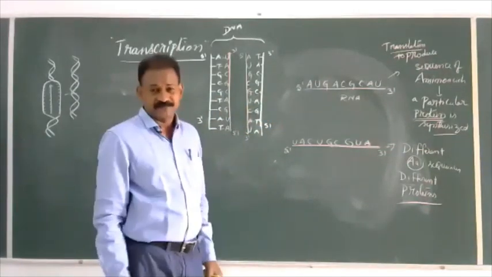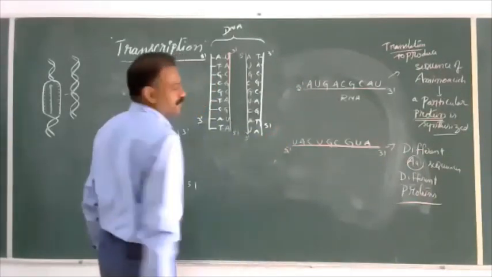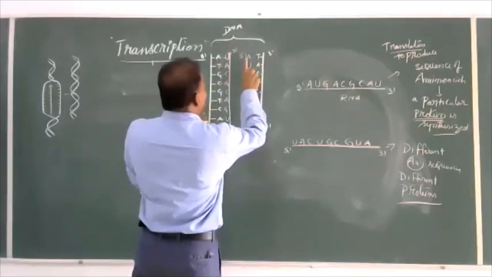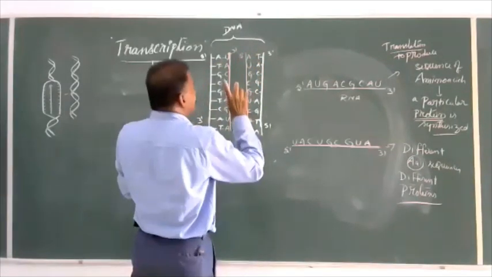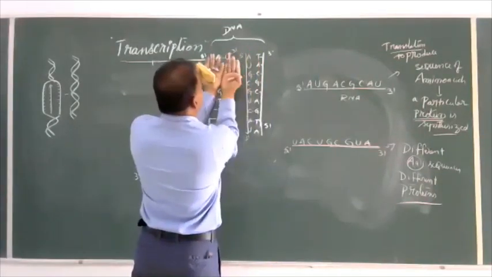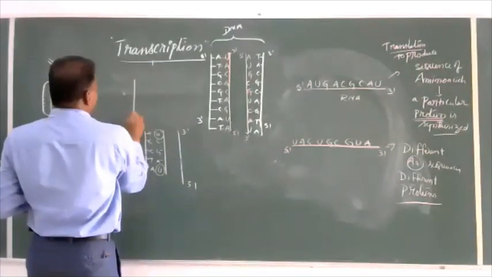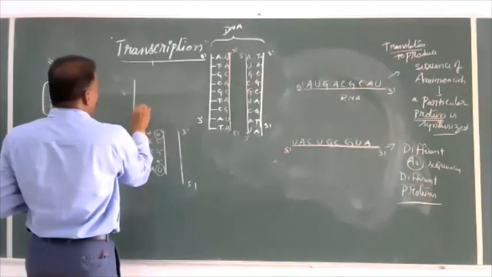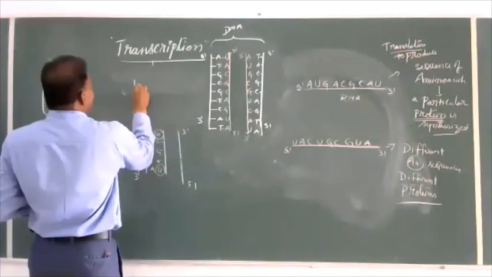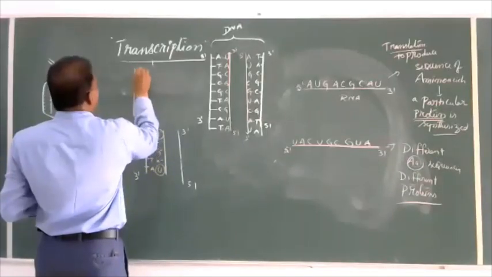Second concept, if two RNA molecules are produced, let us see this RNA and RNA here. Always one is 5 prime to 3 prime, another is 3 prime to 5 prime. Let us take this. If we join these, they become this one: A, U, G, A, C, G, C, A, U, C, A, U.